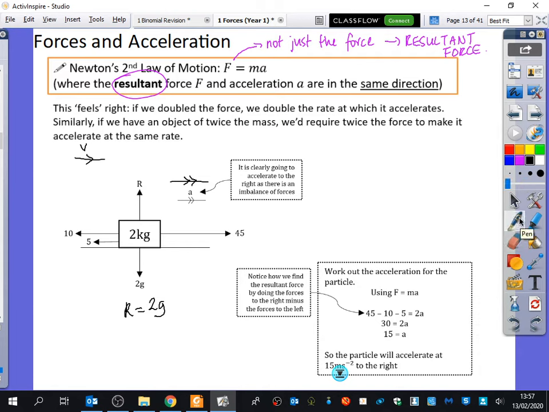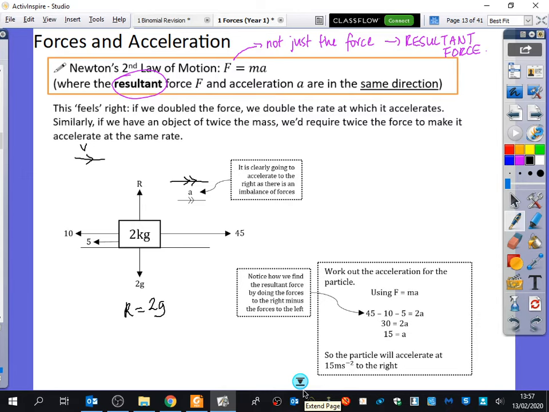I want you to find out what's the resultant force and make it equal the mass times the acceleration, and then simplify as you go down. So when you go down, you get 30 equals 2a, so a equals 15. This tells me that the particle will accelerate at 15 meters per second squared to the right. Pretty straightforward about how that's happening.